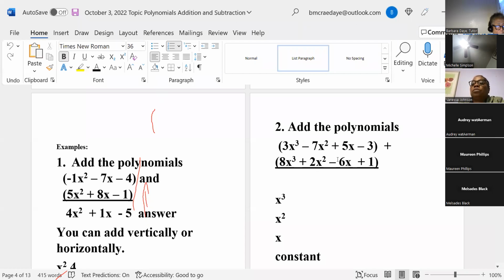Okay. Add these polynomials. You have 3x to the third minus 7x to the second plus 5x minus 3 added to 8x to the third plus 2x to the second minus 6x plus 1. All right. You see they are lined up with the right variables matching and the powers.